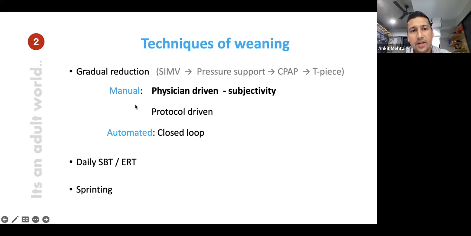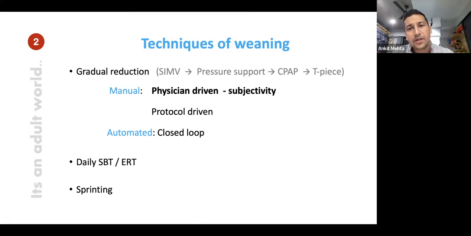The most important thing, I'm not talking about the other methods which are already there in some of the ventilators, where they can self-adjust and probably allow the patient to wean. That is called adaptive support ventilation, but we are not talking about that. We are thinking along the lines where the patient is more than 24 hours mechanically ventilated.